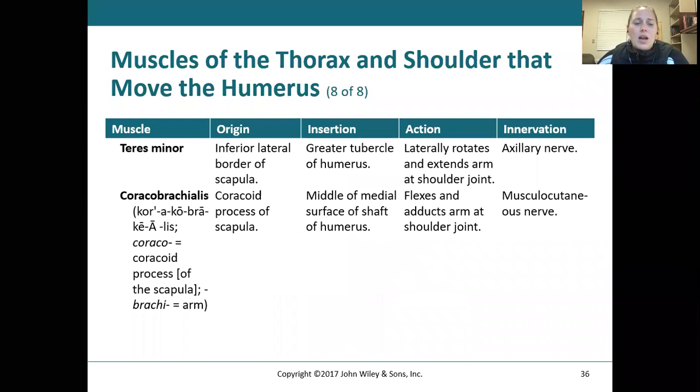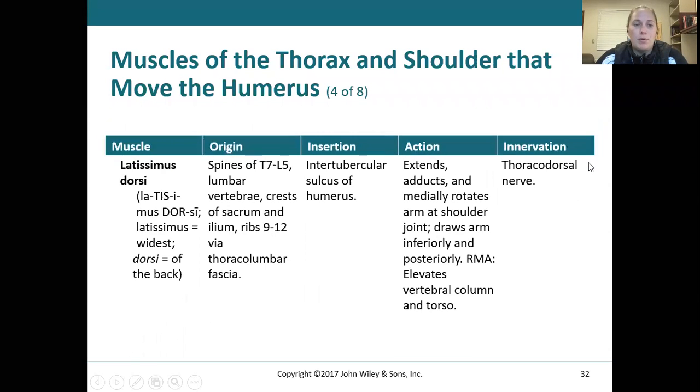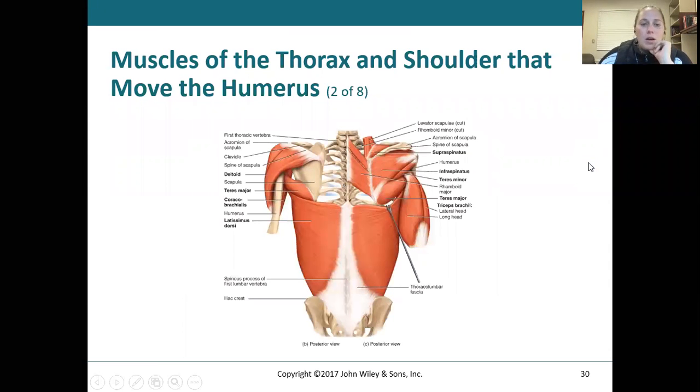Okay. Teres minor, so like I said, where there's a major, there's usually a minor. The origin is the inferolateral border of the scapula, and the insertion is the greater tubercle of the humerus. It laterally rotates and extends the arm at the shoulder joint. The innervation is the axillary nerve. Coracobrachialis: the origin is the coracoid process of the scapula, and the insertion is the middle of the medial surface of the shaft of the humerus. It flexes and adducts the arm at the shoulder joint. So teres minor and coracobrachialis. Okay.